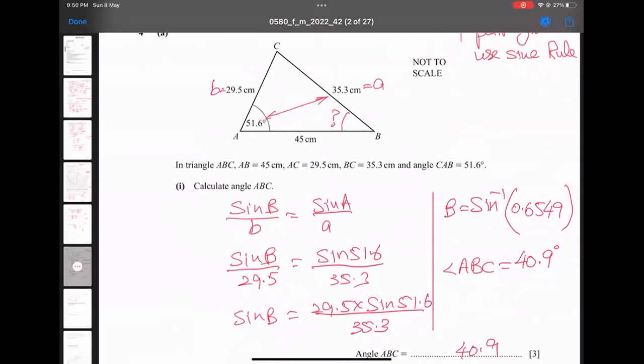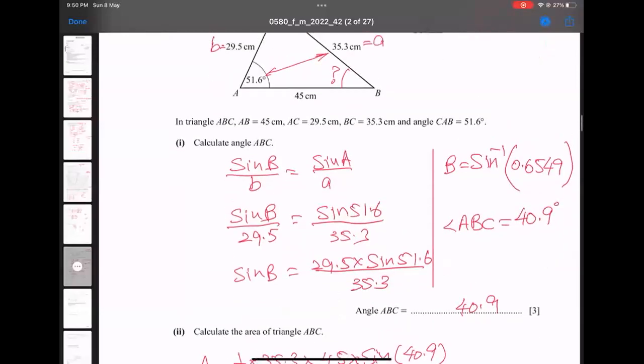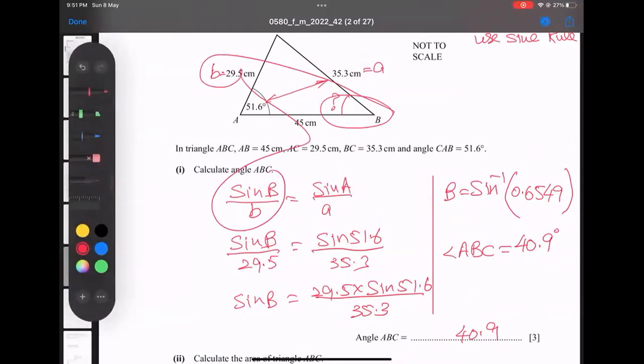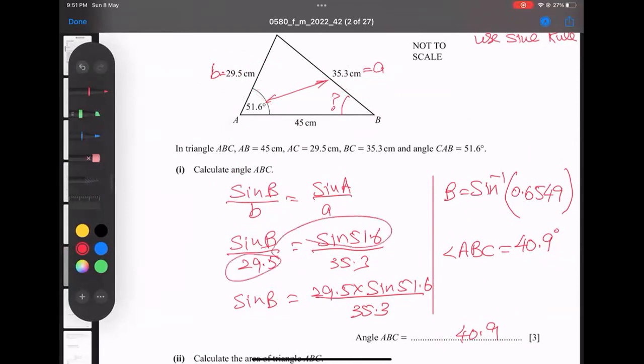And so this was the question. First, use the sine rule, and I think clear sine B by this b, and after that sine A by small a. And then I plug in the values, 29.5 multiplied there. Then sine inverse will come here. And I got this 40.9.